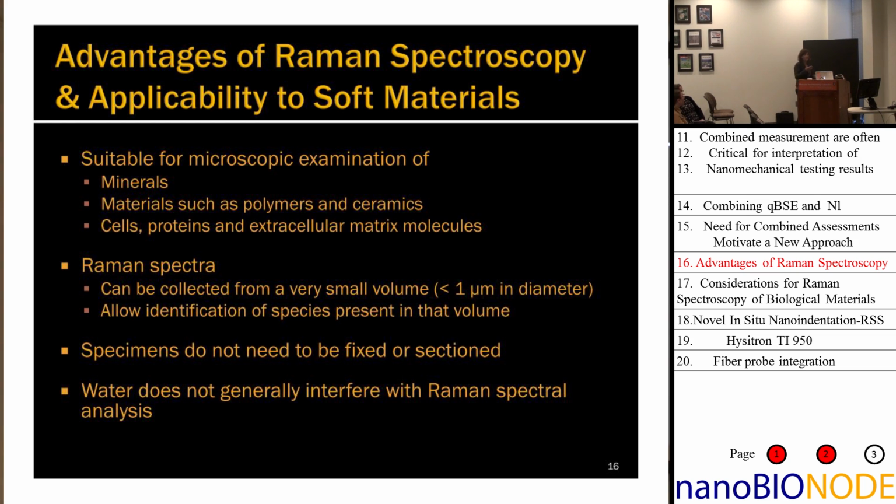And within that volume that you're sampling, you can identify species that are present. Unlike FTIR and other techniques, you don't have to fix or section materials, and water doesn't generally interfere with the Raman spectra. In other words, if Michelle has a composite hydrogel material that she wants to perform Raman on, it doesn't have a beautiful surface and it's wet, she could put it in a Raman and get chemical information.